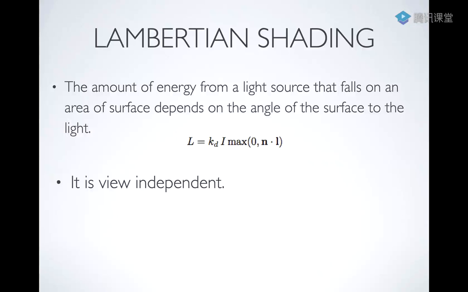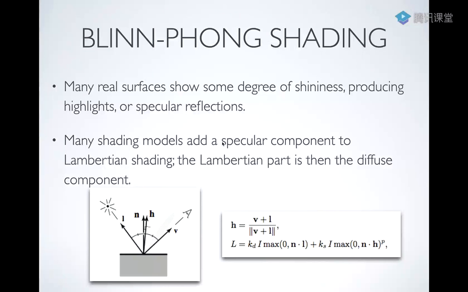Okay, so this is Lambertian shading. To extend the shading model with the specular part, Blinn and Phong proposed this model, which is also called Blinn-Phong shading. Blinn-Phong shading takes the specular part into consideration as well as the diffuse, or Lambertian, part. So the key is how to calculate the specular reflection.